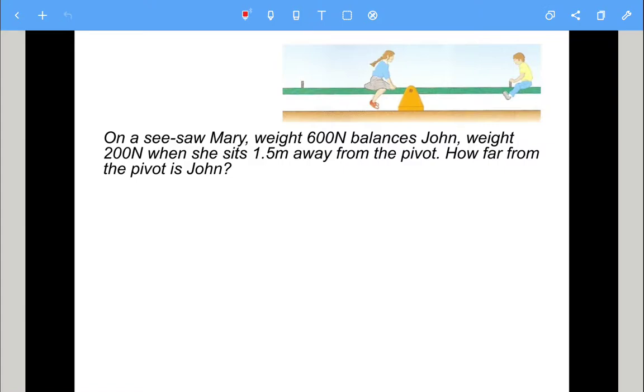Right, so here we go. We've got Mary on the left, and she's got a weight of 600 newtons. So that's down, that's 600 newtons. And then we've got John on the right. His weight is 200 newtons. She's at a distance of 1.5 meters from the pivot. Obviously this is not to scale. So there's the pivot, and that's 1.5 meters. The question is asking how far away will John be?